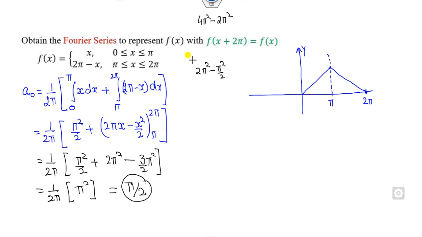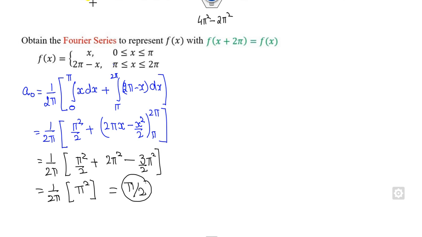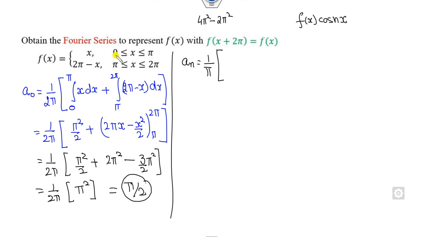Fine. Now we can compute the value of the An. So what is the An? It is 1 over pi, and An is f(x) cos nx. So I can break this from 0 to pi of x cos nx, and from pi to 2 pi of (2 pi minus x) cos nx dx.